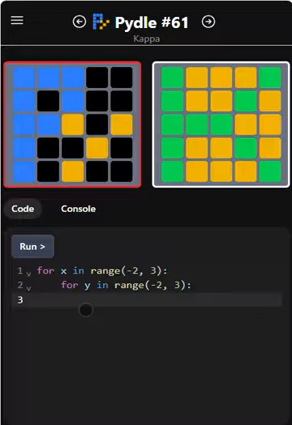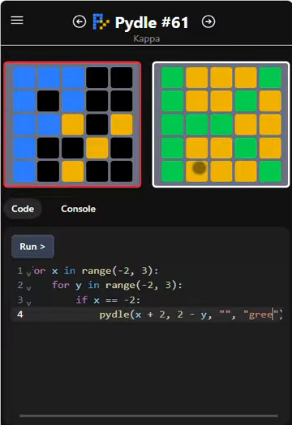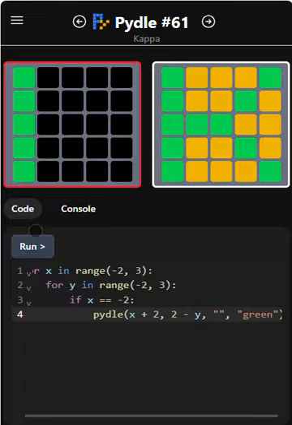Okay, so what we've got when x equals minus 2, let's do that. Pydle x plus 2, 2 minus y. That's just to convert the Cartesian coordinates back into Pydle coordinates. Not doing any characters, and we're going to do green. So we're going to slowly build up the image.